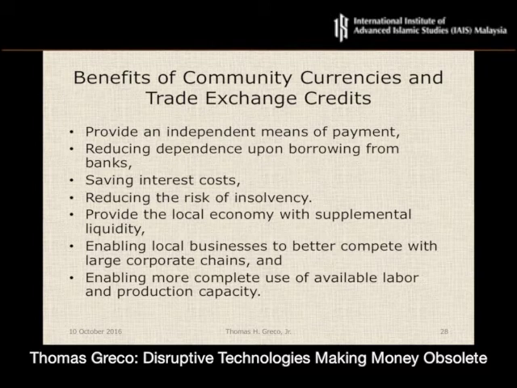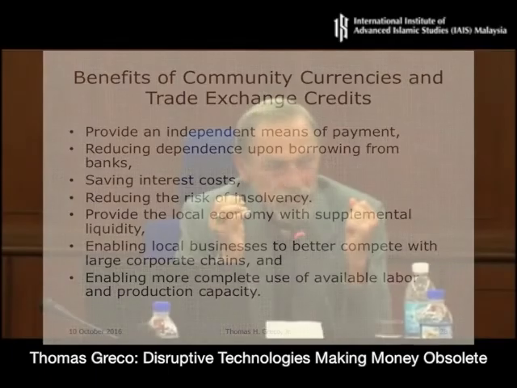There are in many instances situations where we have surplus capacity alongside unmet needs. Now, why can't we match up the surplus capacity with the unmet needs? Well, typically it's because there isn't enough money in circulation within the community. The money is somewhere else. So we can ameliorate that situation.